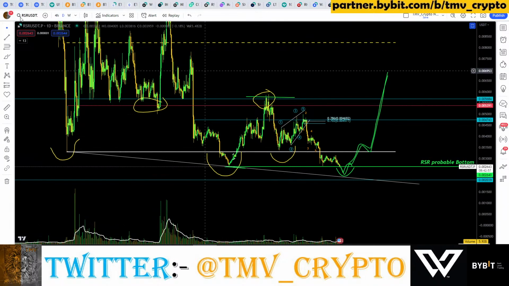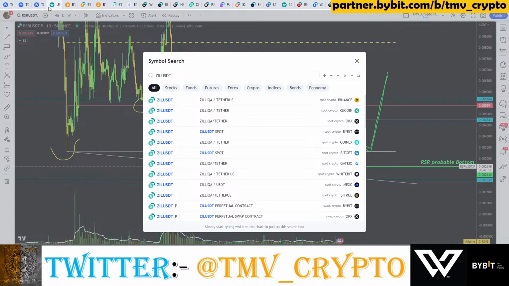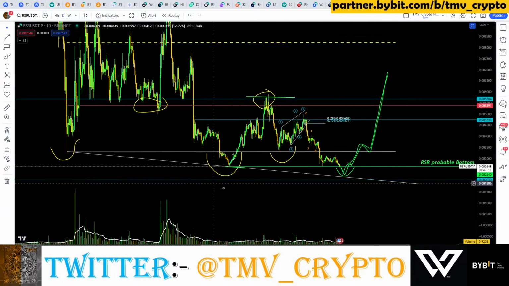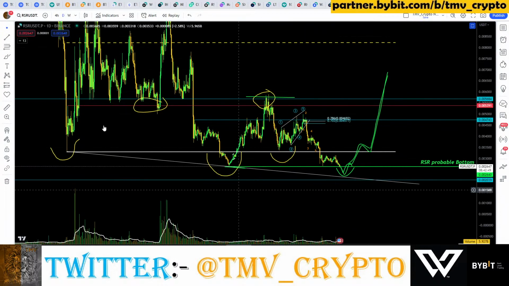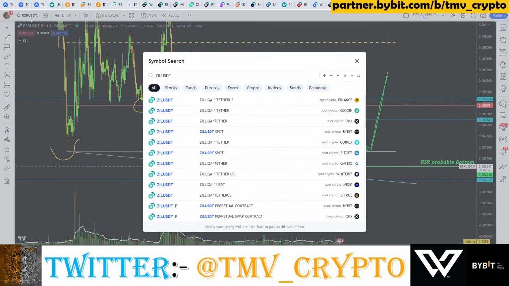The structure is really good. Just look at the structure Zilliqa had. You know, it went on. Look at the volume. The volume is simply going down and down and down. It's just losing all the interest it had. It's going into some bigger accumulation. Look at the Zilliqa.